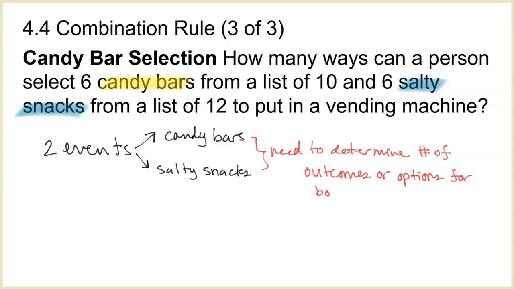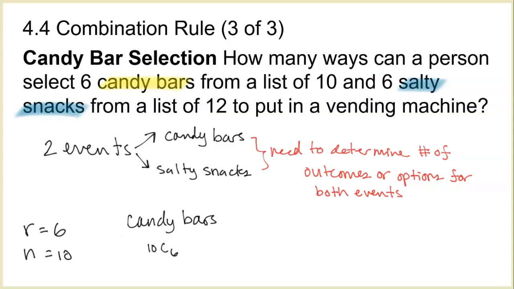So this is going to be a combination of different things that we've talked about, utilizing the fundamental counting theorem and also using a combination, because it doesn't really matter how we choose the candy bars to put in the machine. That's not really important, but the number of ways in which I can choose the candy bars would be 10 choose 6, right? Those are all the different ways to pick 6 candy bars from 10. And then the number of ways to choose salty snacks would be, well, there are 12 salty snacks and we pick 6, so 12 choose 6.